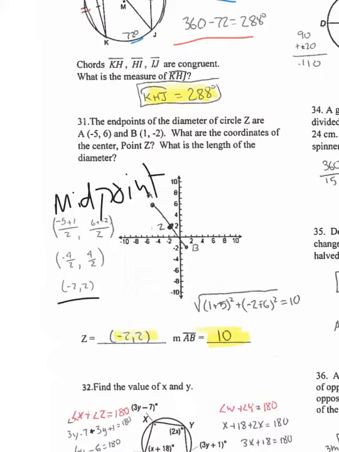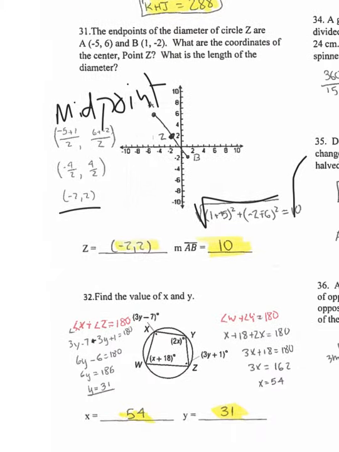And you get the center at negative 2, 2, which I plotted there. And then the distance formula, which is on your blue chart: the square root of x2 minus x1 squared plus y2 minus y1 squared. And you get 10. So, pretty straightforward there.